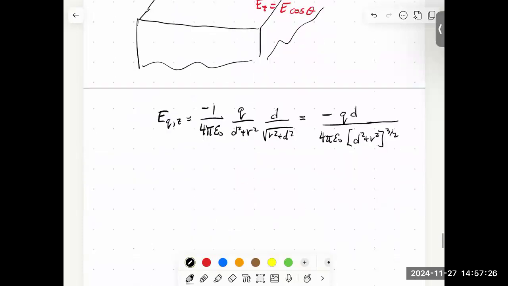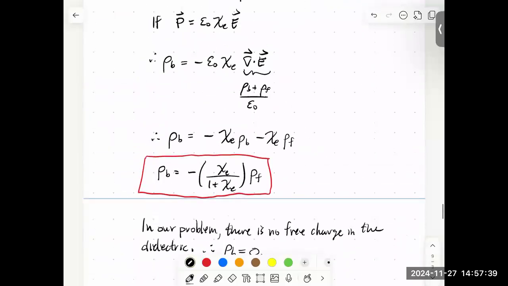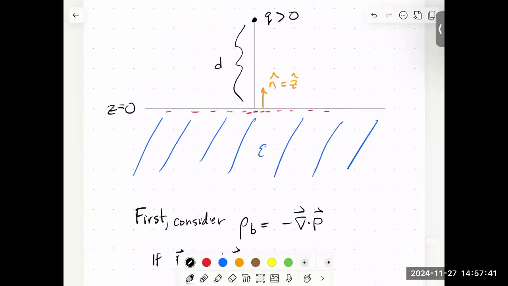The second one is from sigma B. Let's go back to this picture here. We have this negative bound charge sitting right at that surface. So inside the dielectric, we would have a contribution that would be pointing upward. So E due to sigma would be pointing up along the positive z direction.